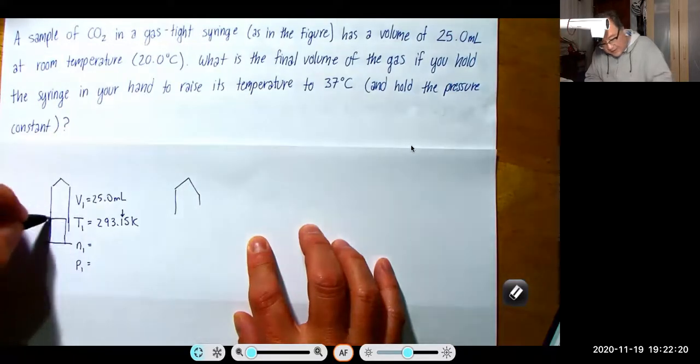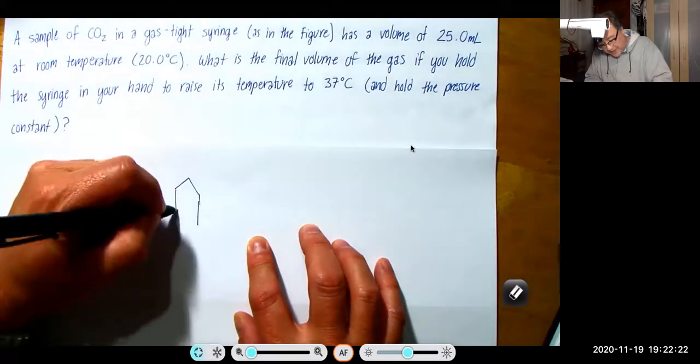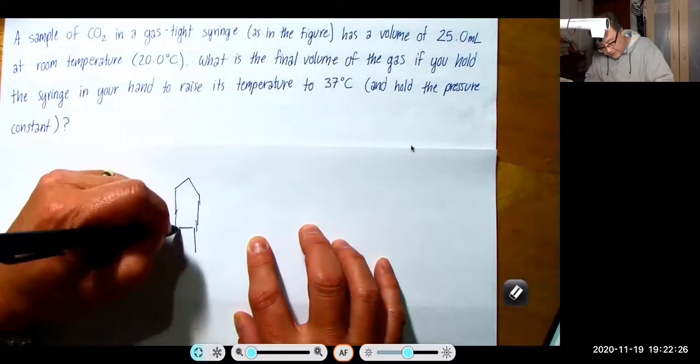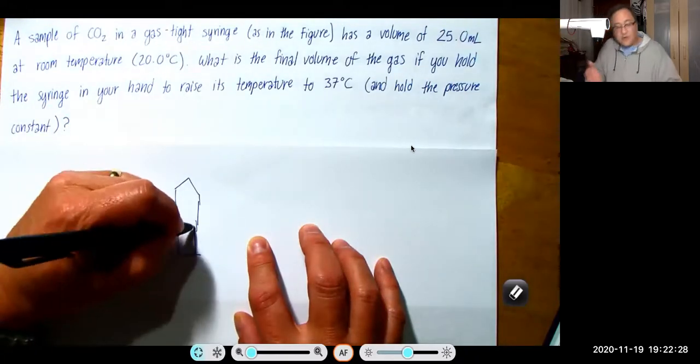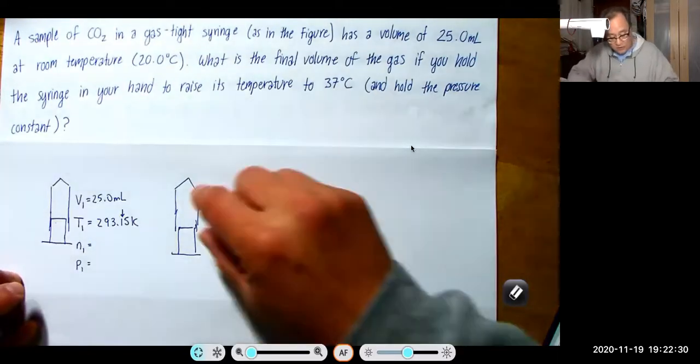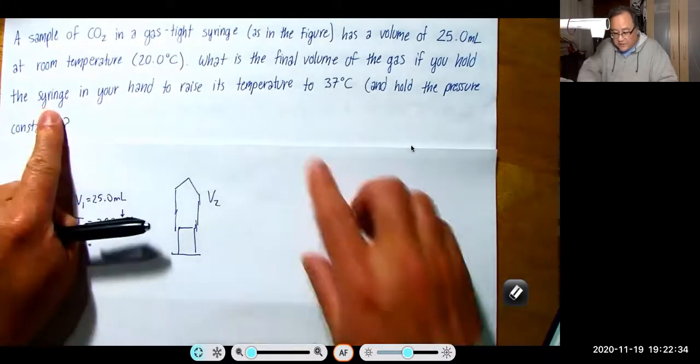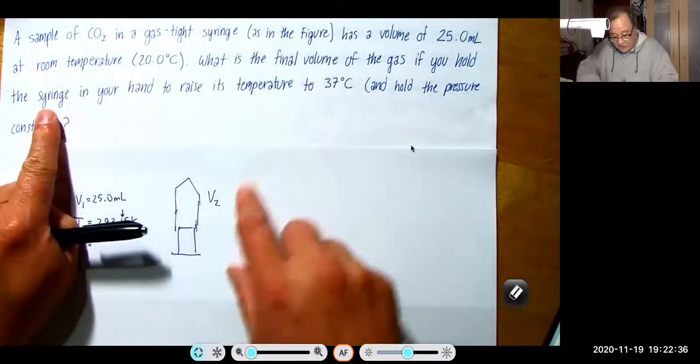Now, what do we think is going to happen when we warm up the gas? I think that this syringe is going to move further away, or make this volume larger. So I'm going to have V2, and it says, what is the final volume? So that's V2.